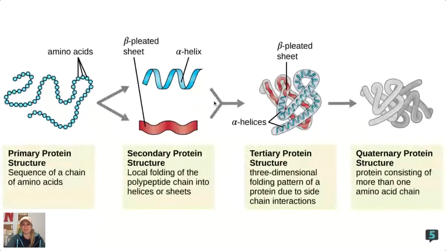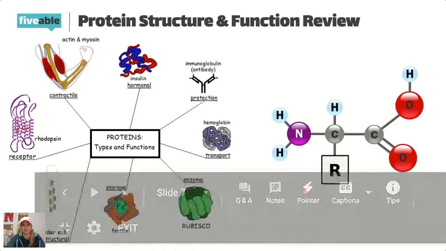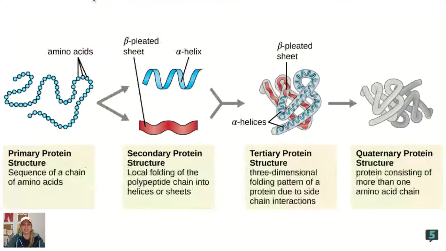But if you remember, each amino acid is different. Okay? So depending on the different amino acids and the different charges of the R groups, the polypeptide is going to fold and bend and shape and slither. And it can either become a beta pleated sheet or an alpha helix.